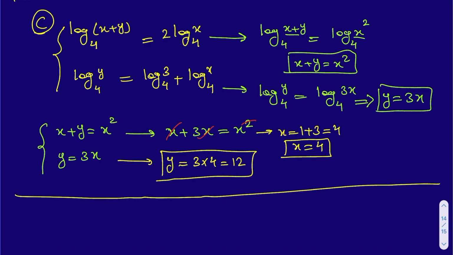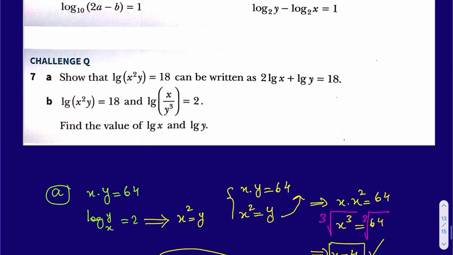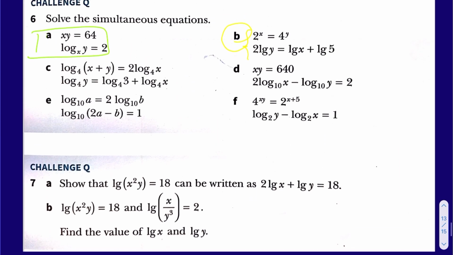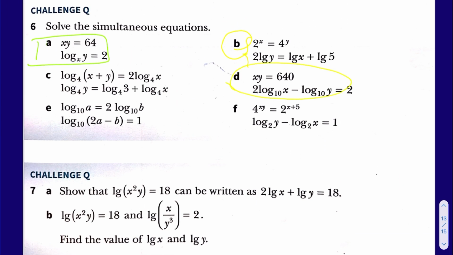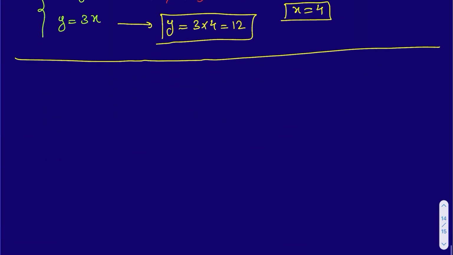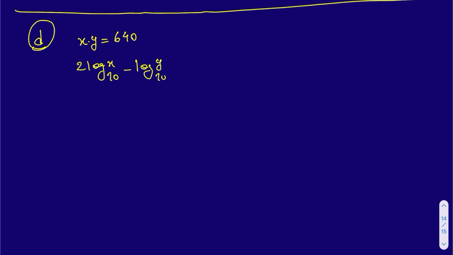Okay, now let's move on to part D, which is another simultaneous equation. I will rewrite D here. D says x times y is equal to 640, and also 2 log x to base 10 minus log y to base 10 is equal to 2. This is the simultaneous system, two equations.